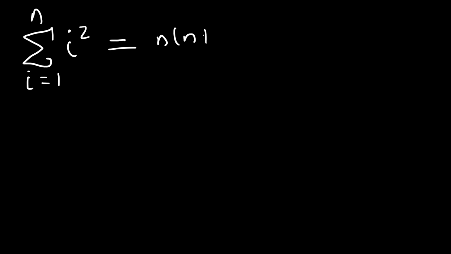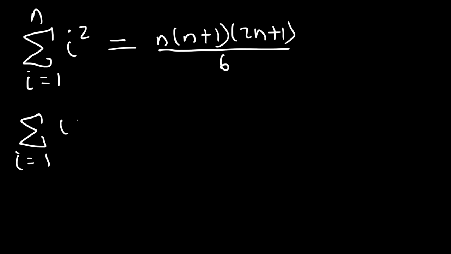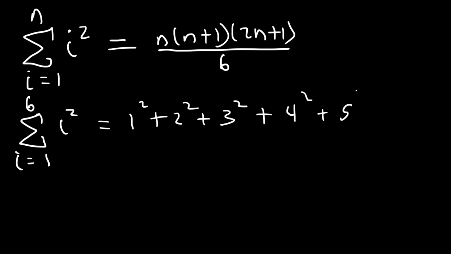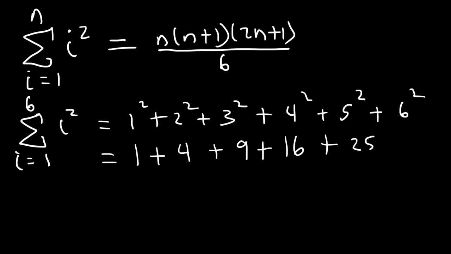Now, let's move on to the next formula. This time it's i squared instead of i. It's equal to n times n plus 1 times 2n plus 1 divided by 6. So let's confirm that with an example. Let's say we have i squared and we wish to go up to 6. This is going to be 1 squared plus 2 squared plus 3 squared plus 4 squared plus 5 squared plus 6 squared. So 1 squared is 1, 2 squared is 4, 3 squared is 9, 4 squared is 16, 5 squared is 25, 6 squared is 36.